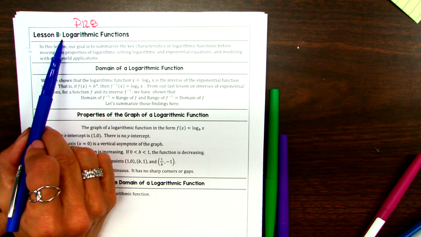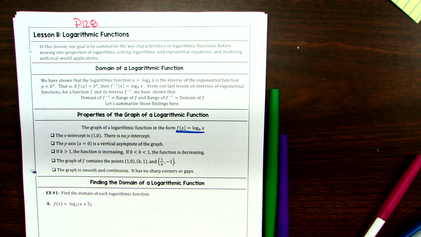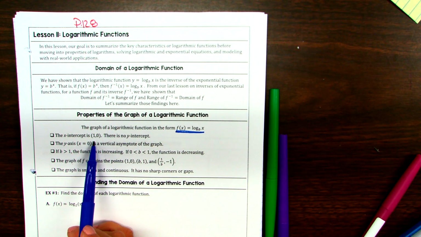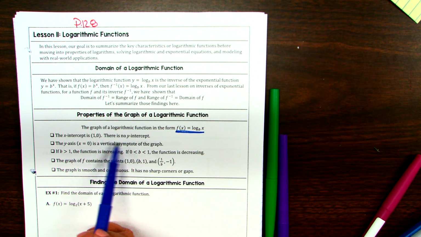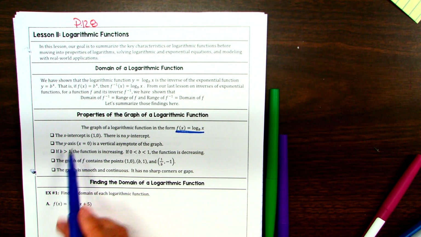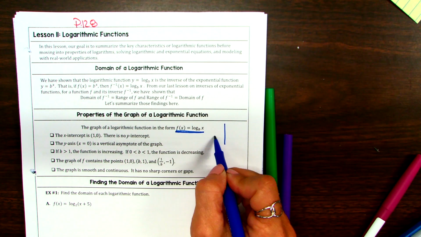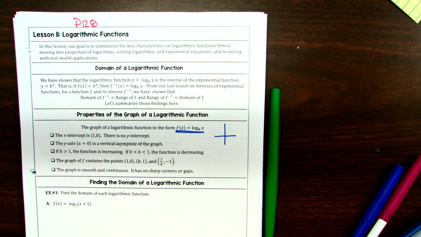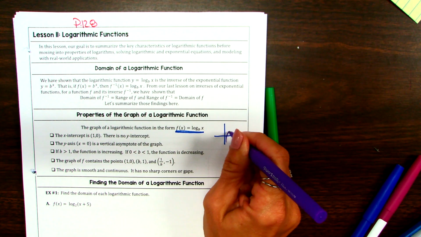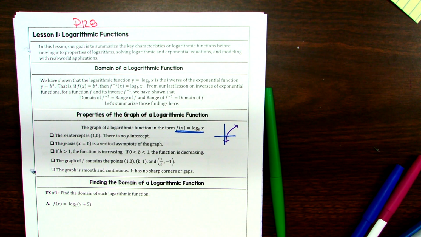We're still working with log functions, and here is the parent function of a log. F of x equals log base b of x. And in the parent function, we have an x-intercept at (1, 0). It doesn't touch the y-axis in the parent function because the y-axis is your asymptote, okay? So if I sketch this, it would look like that. That's what a basic log function looks like.